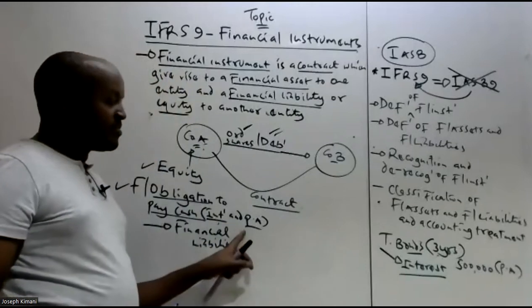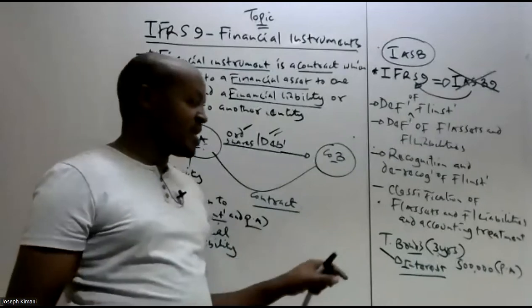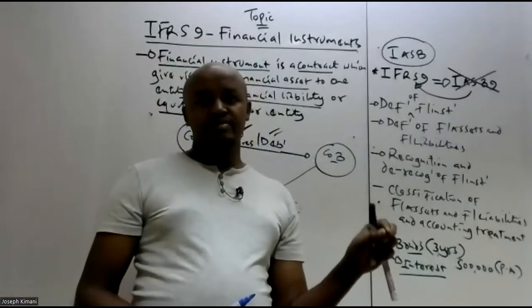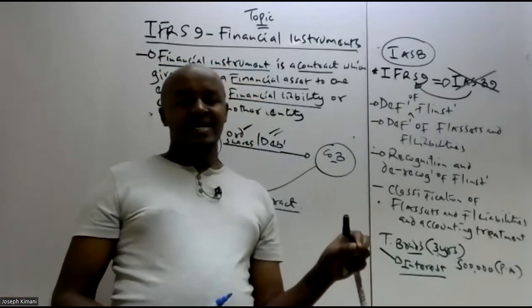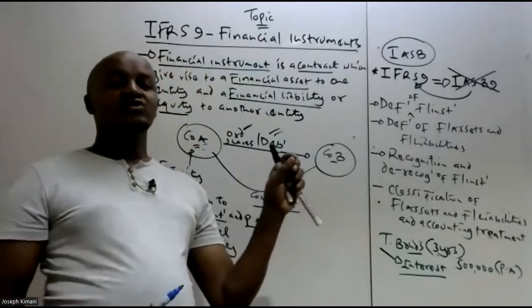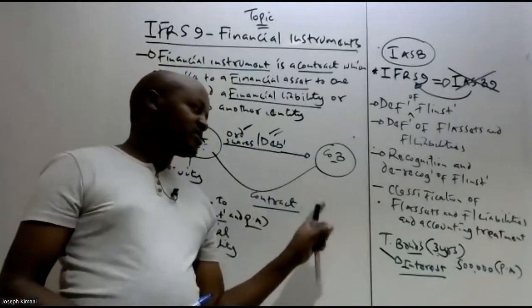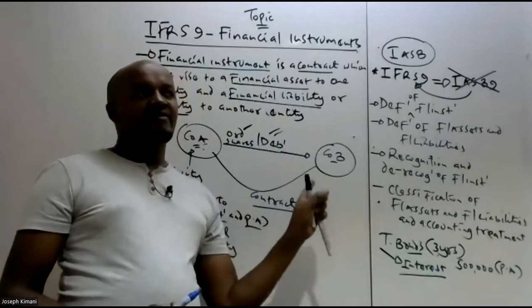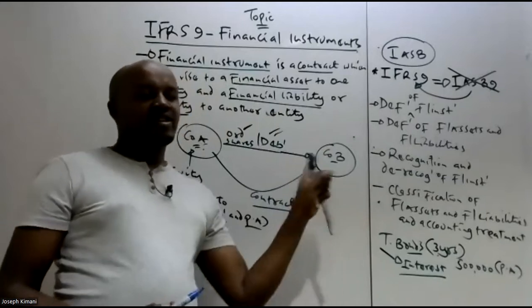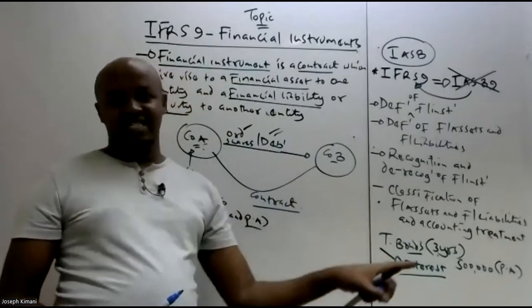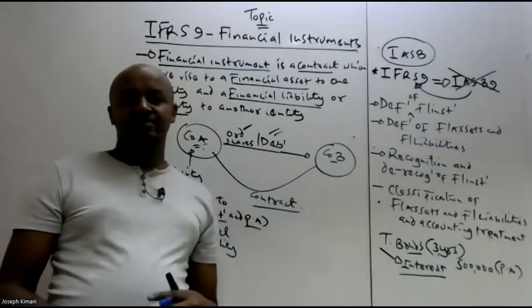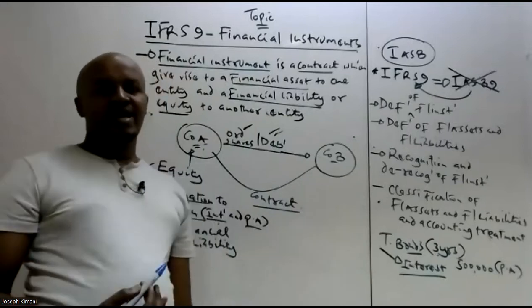So principal amount is always important to remember. It is the amount which is payable at the end, or at the maturity date. Like in this case, treasury bonds having a life of 3 years, the end of the 3rd year is said to be the maturity date. That is the date the government is supposed to do what? To refund back the principal amount.